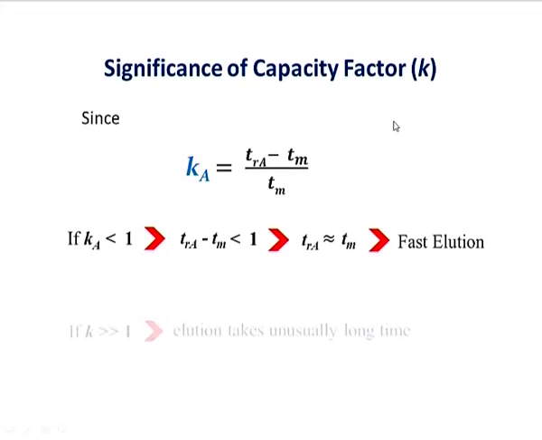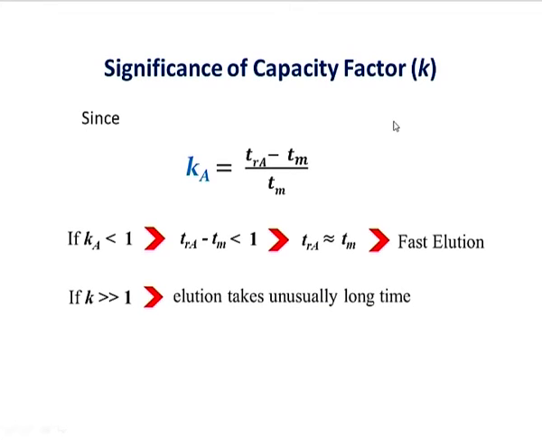So, let us consider the second case now. In the second case, let us suppose this K comes out to be far greater than 1. This K is Ka, it can be any K about the peak in question, right. Which means if it is far greater than 1, it means this term is far greater than 1. It means TRA or a particular retention time in question is far greater than Tm, and that would mean that elution has taken an unusually long time.